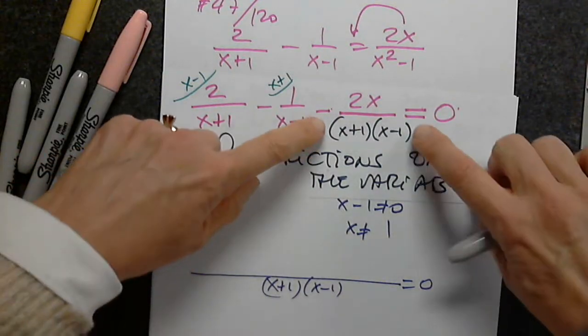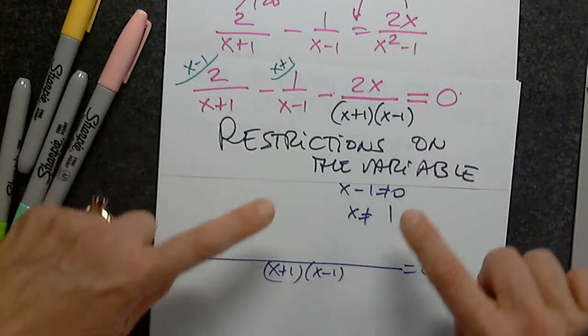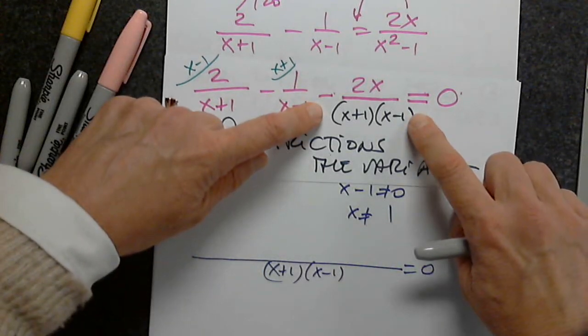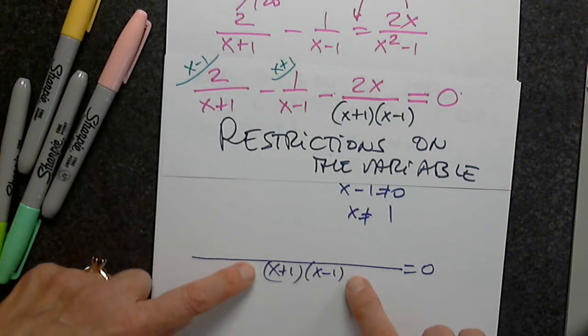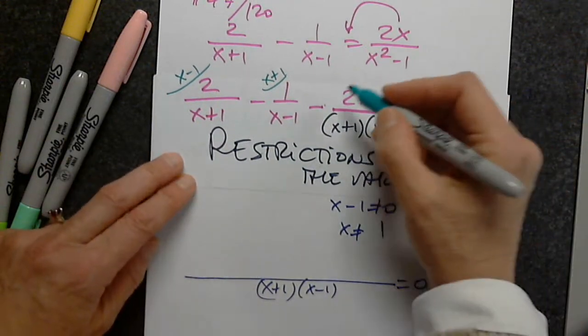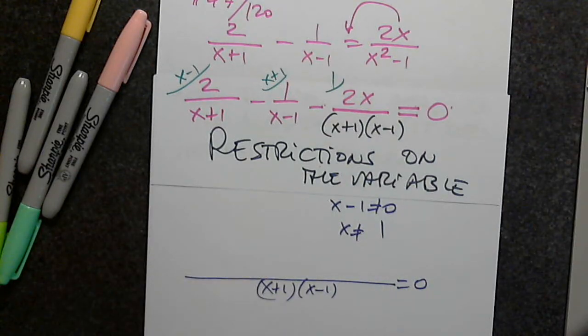And we multiply the denominator of the third fraction by what to get this? X plus 1 times x minus 1 times what is x plus 1 times x minus 1? By 1. Exactly, 1. Or you don't have to write anything.